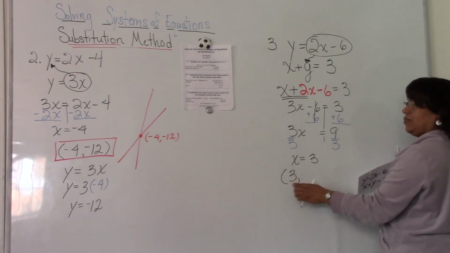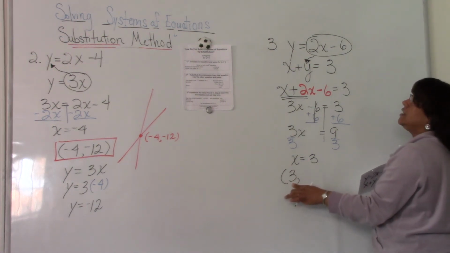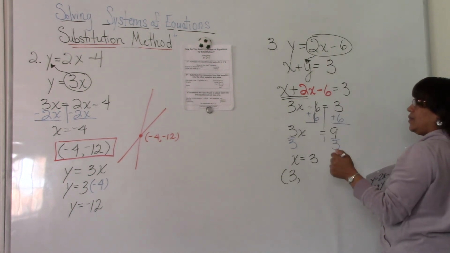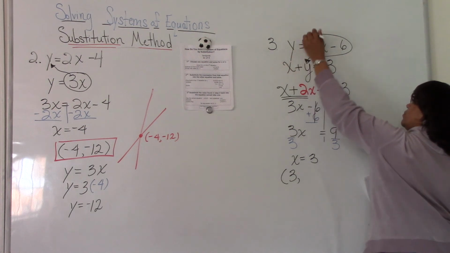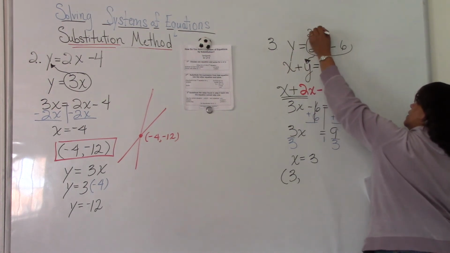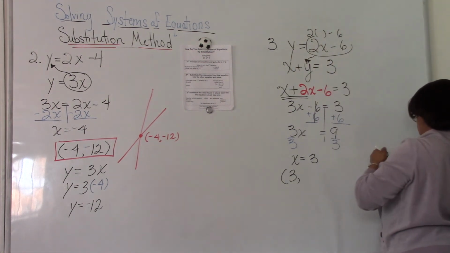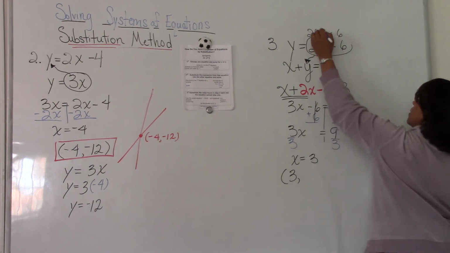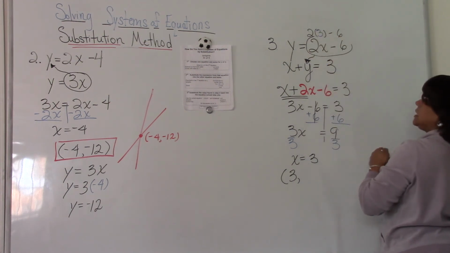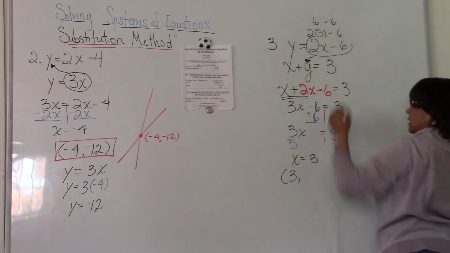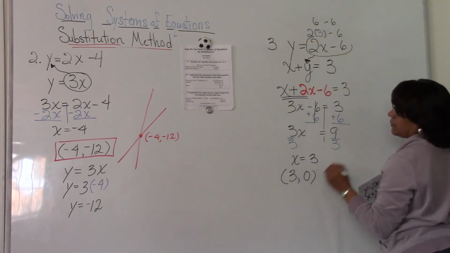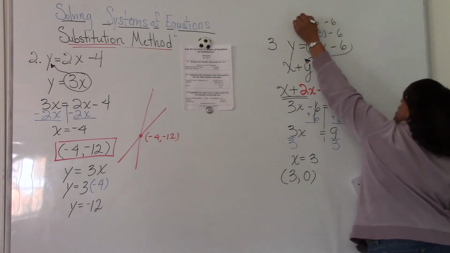So we have to take that 3 and do what? Good, plug it into one of your original equations. We can plug it right back here. So we're going to have y equals 2 times 3 minus 6. 2 times 3 is 6. So now we have 6 minus 6, so we have 0. So we have y equals 0.